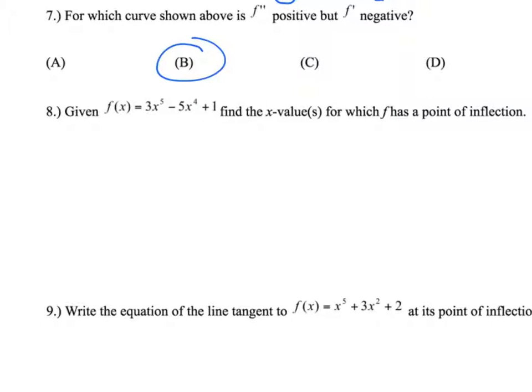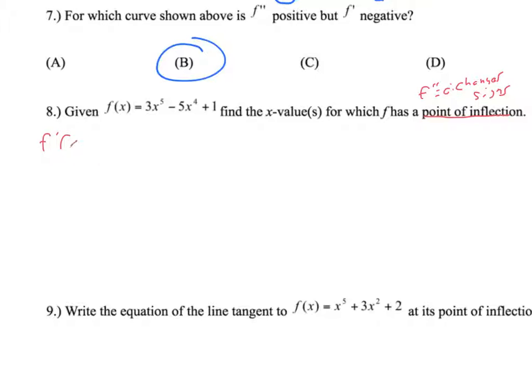If we have a point of inflection, then the second derivative is equal to 0 and changes signs. So the second derivative has to equal 0, and we have to have a sign change. So let's find those places where the second derivative is equal to 0.